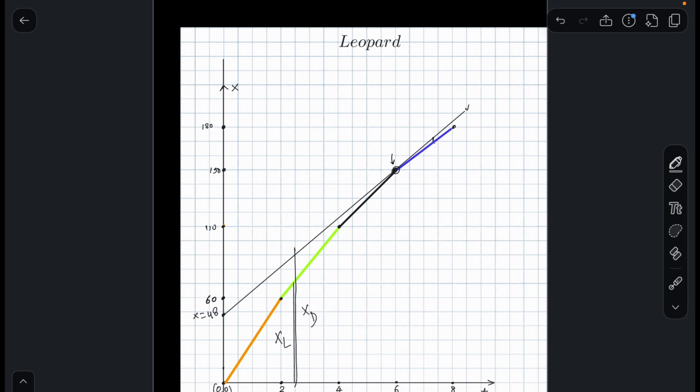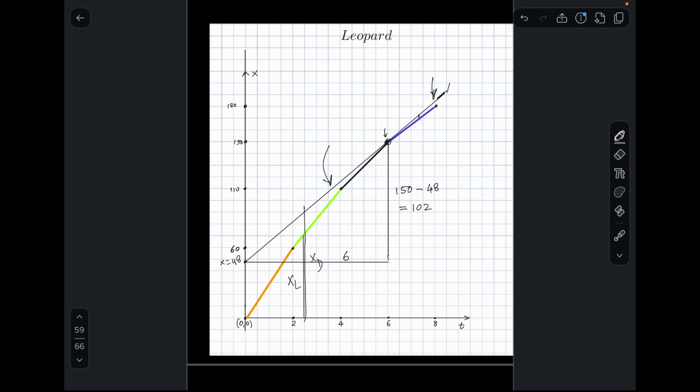So any slope which is more than the slope shown at this instant will be okay. Since we have to find the minimum slope, we'll find the slope of this line. For that, we'll draw a triangle. This difference is 150 minus 48, that is 102. The time difference is 6. So the slope, that is the velocity of the deer, velocity is nothing but slope, should be 102 by 6. That comes out equal to 17 meters per second.